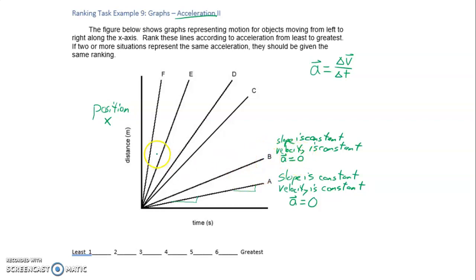Remember, this is a distance versus time graph. And so this thing is getting further and further away, but at a constant rate. And so the acceleration is 0. So they're all going to have an acceleration of 0. And so A, B, C, D, E, F. It's a tie.